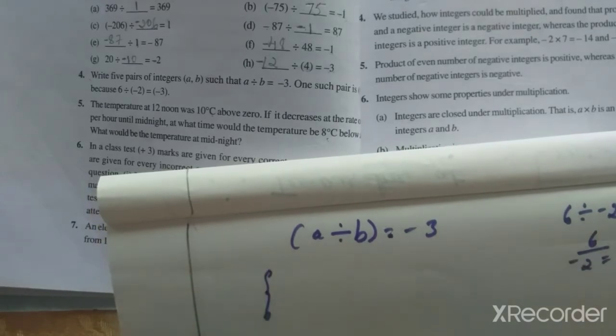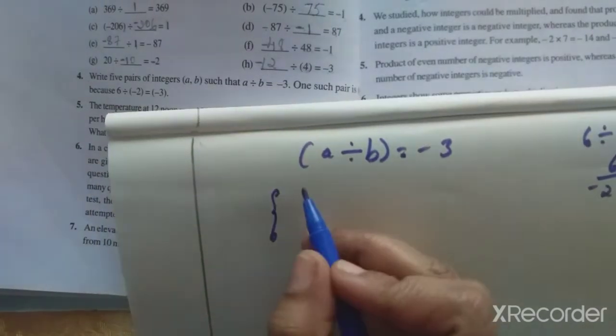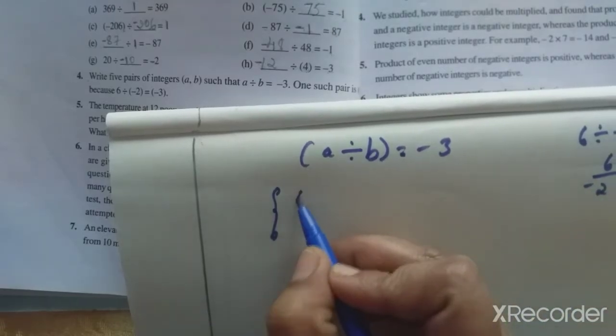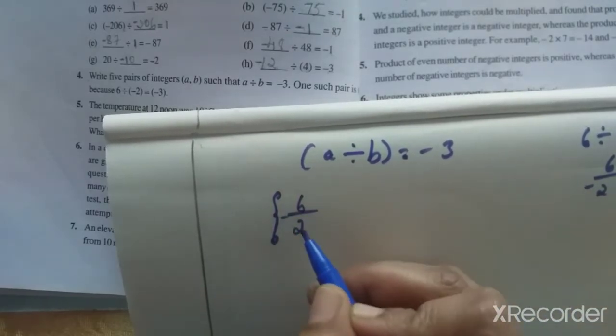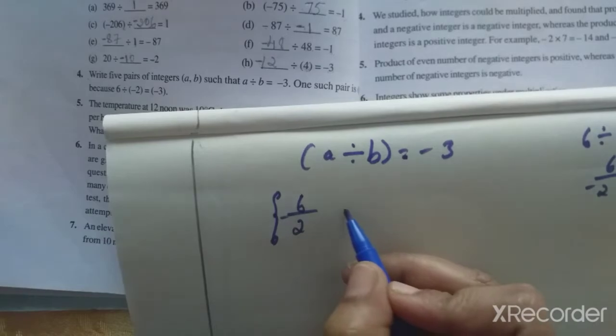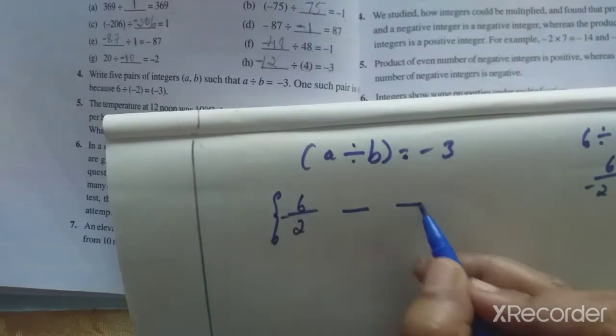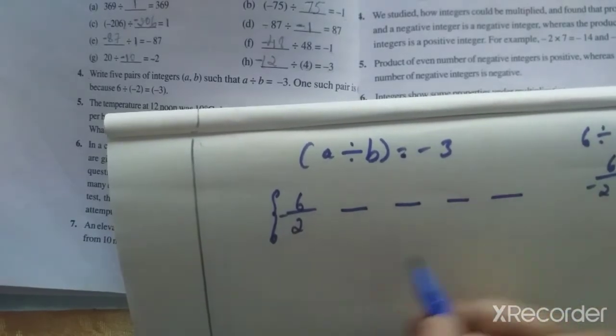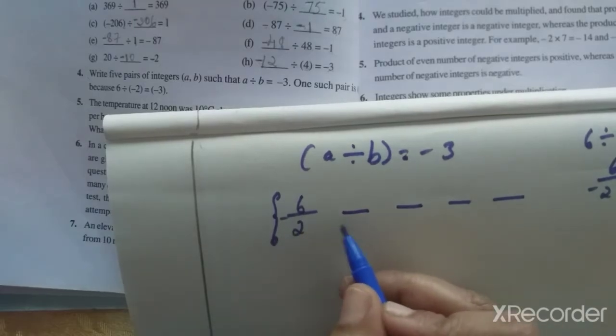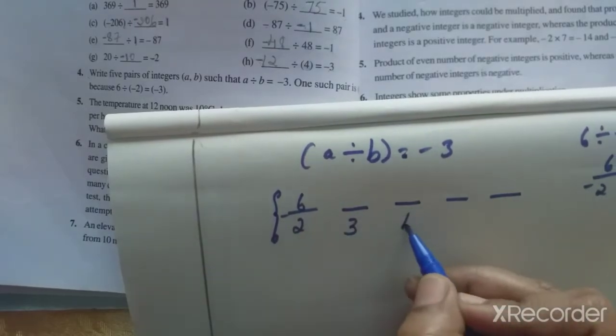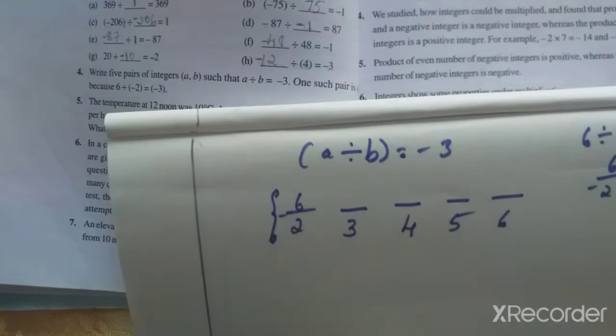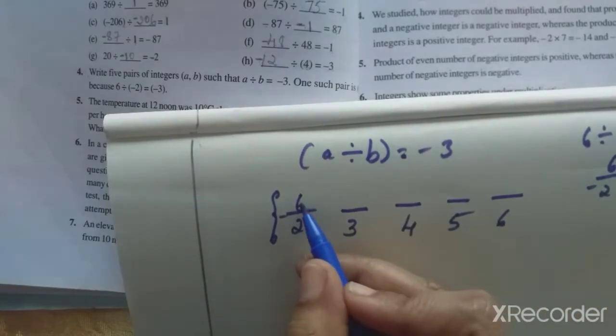So check the pair of numbers as a fraction now. The first example is 6 by minus 2. Next we have to find 4 more pairs. Okay, 4 more pairs we have to find. So here 2 times 3, 4, 5, 6. 2 threes are 6. Okay, so the answer is 3.